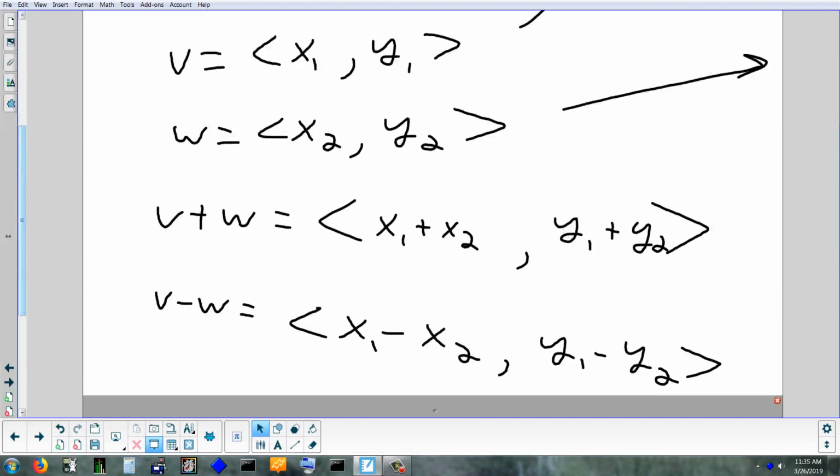Subtracting is very similar. If you want to subtract 2 vectors, subtract the horizontal components, the x components, and then subtract the y components. Now with addition, the order is not really important. If you add 5 plus 2 or 2 plus 5, it doesn't matter. Subtraction, the order matters. If it's v minus w, make sure you do the x value from v minus the x value from w in that order. Same for the y's. Okay, so that's adding, subtracting.